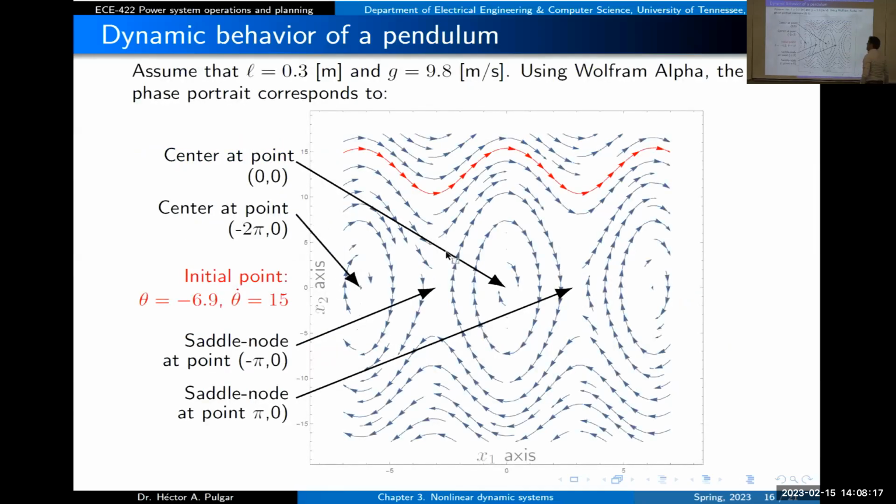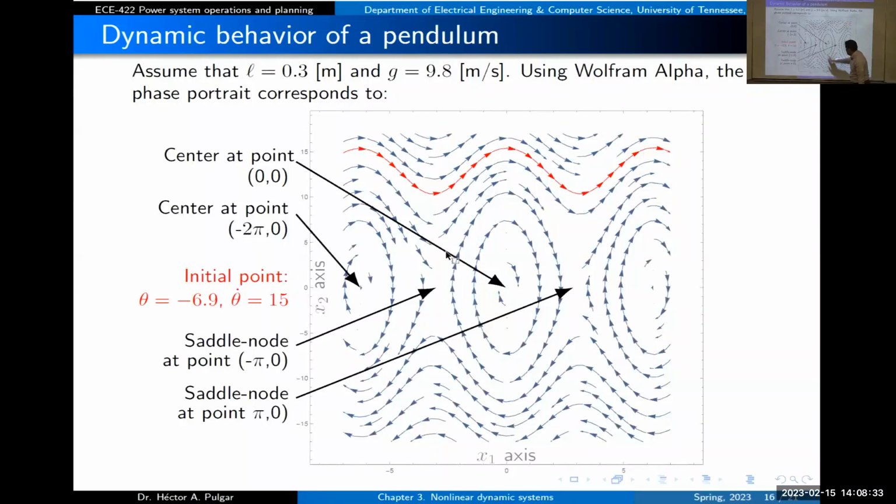So if we get the phase portrait, we use Wolfram Alpha. We have the state space model. We put it in the stream plot. This is what we get. So this is exactly what we obtained before.